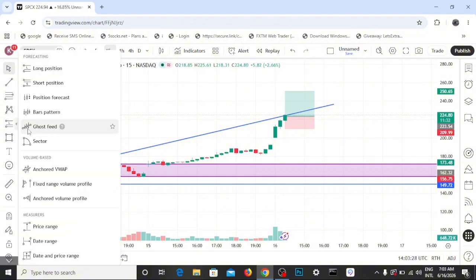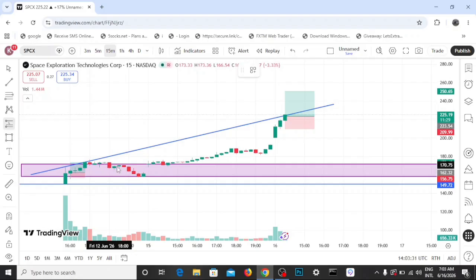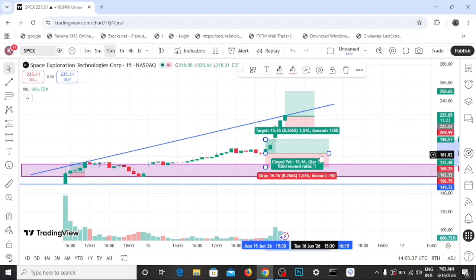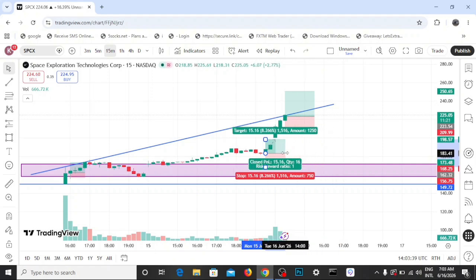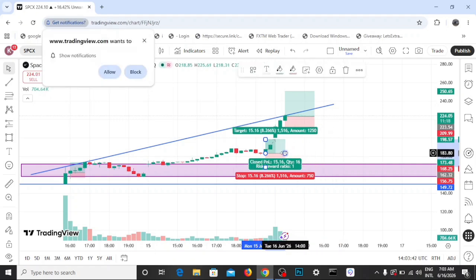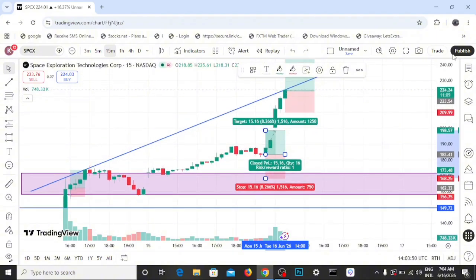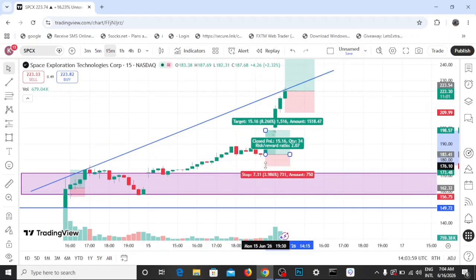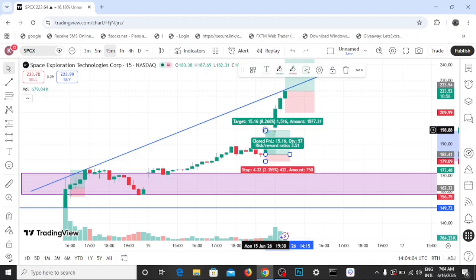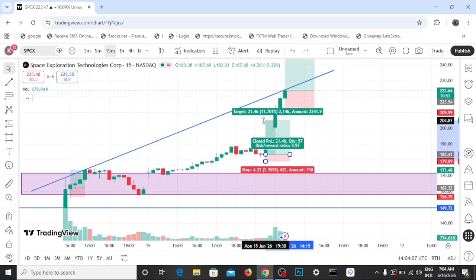Just create a long position somewhere. This would have been a really good entry point. Why? Due to the pattern, right after sell, buy. Same with this point. I'll just mark all the good entry points. Let's stick to 1 to 2 risk to reward ratio. This one, I set the stop loss pretty low, and you can see the risk to reward ratio. This one is even higher.